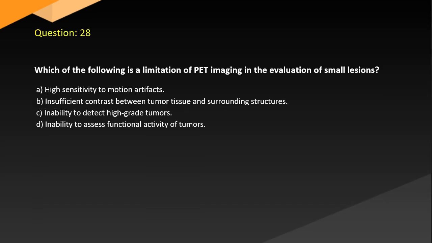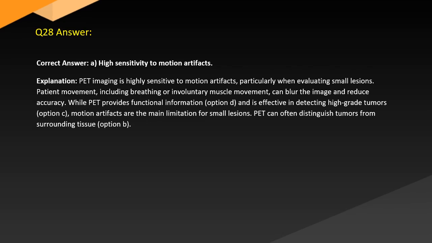Question 28. Which of the following is a limitation of PET imaging in the evaluation of small lesions? A. High sensitivity to motion artifacts. B. Insufficient contrast between tumor tissue and surrounding structures. C. Inability to detect high-grade tumors. D. Inability to assess functional activity of tumors. Answer. Correct answer, A. High sensitivity to motion artifacts.